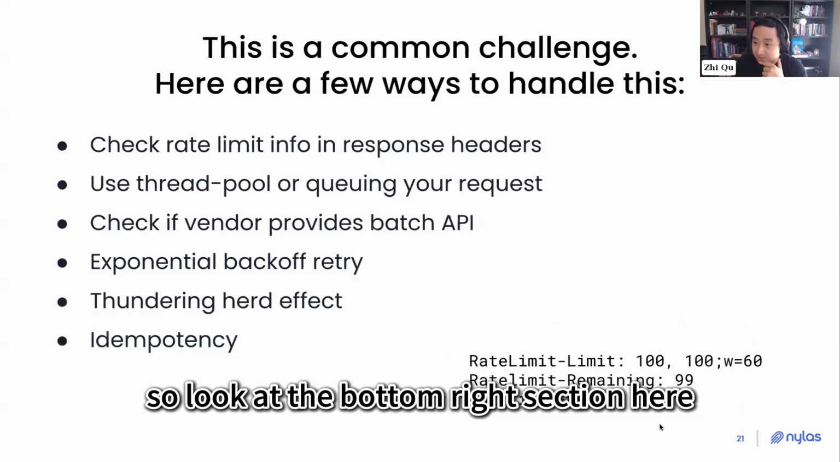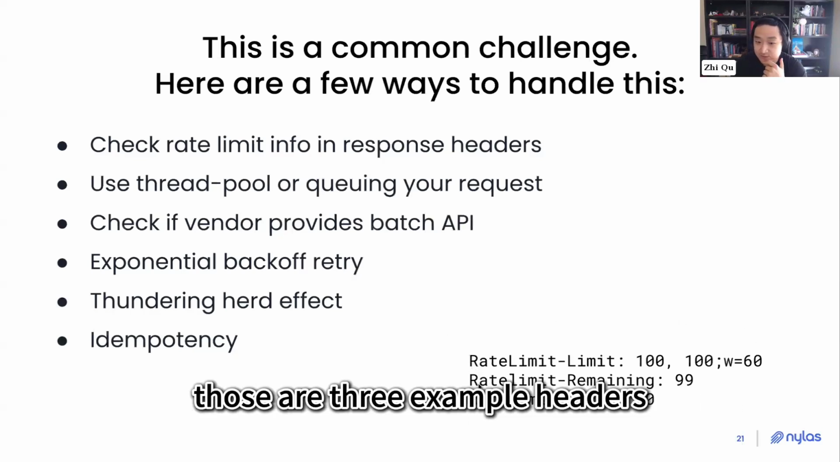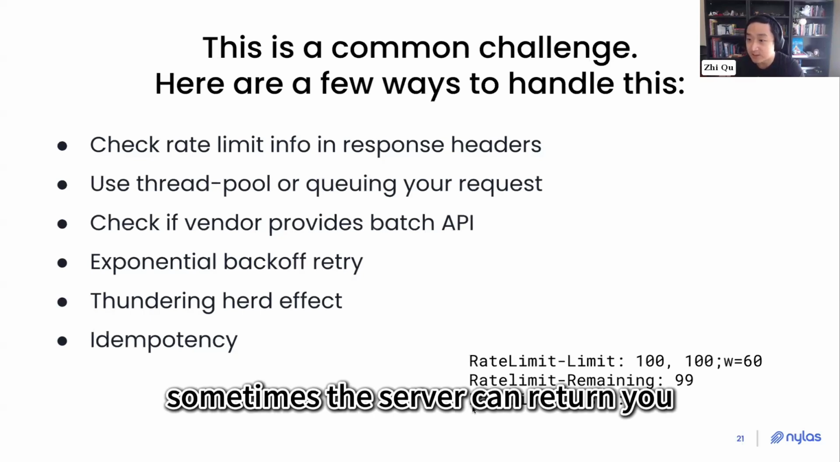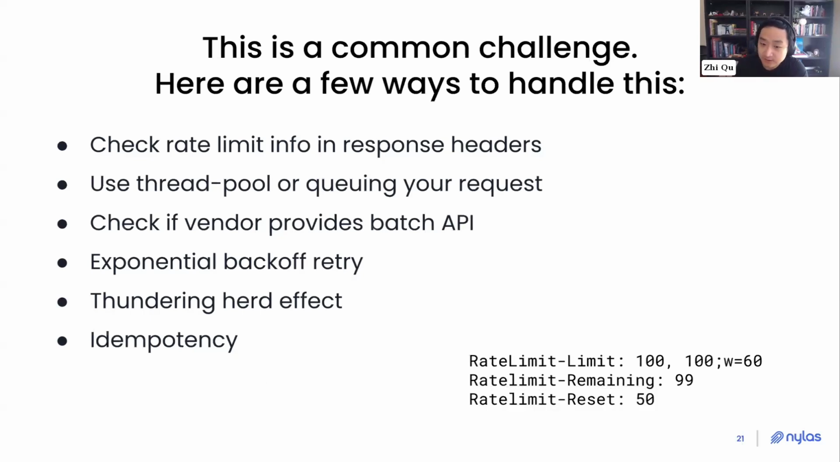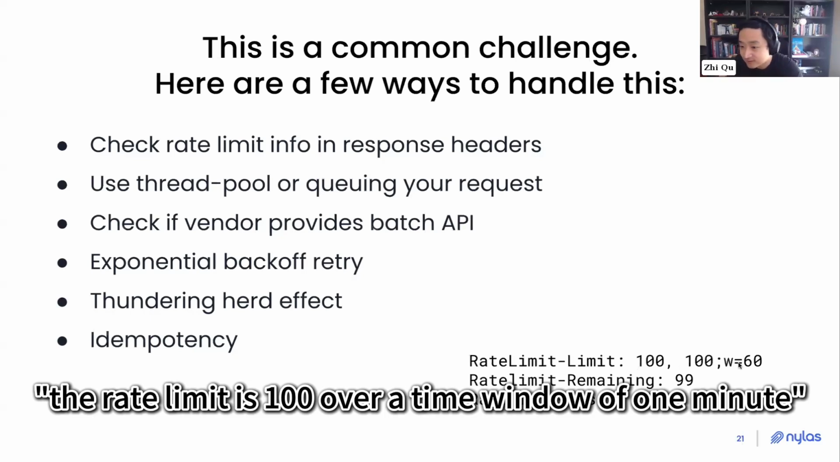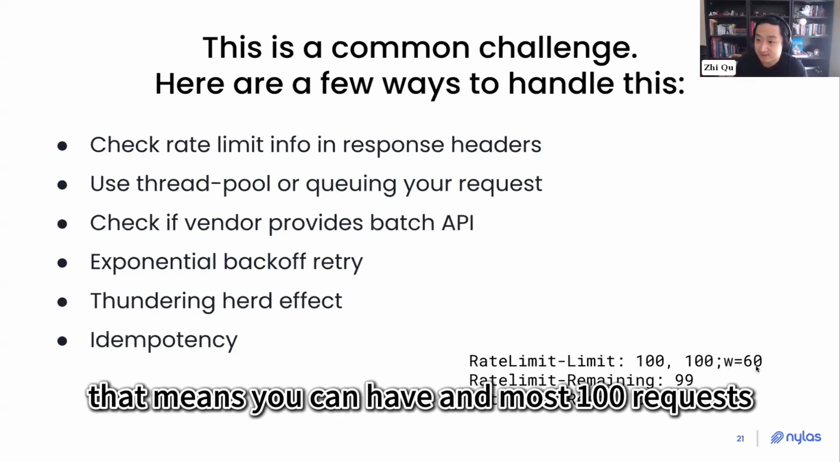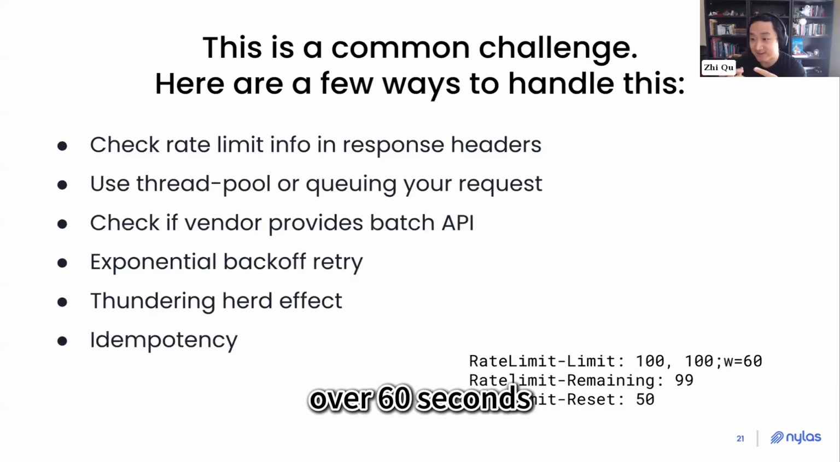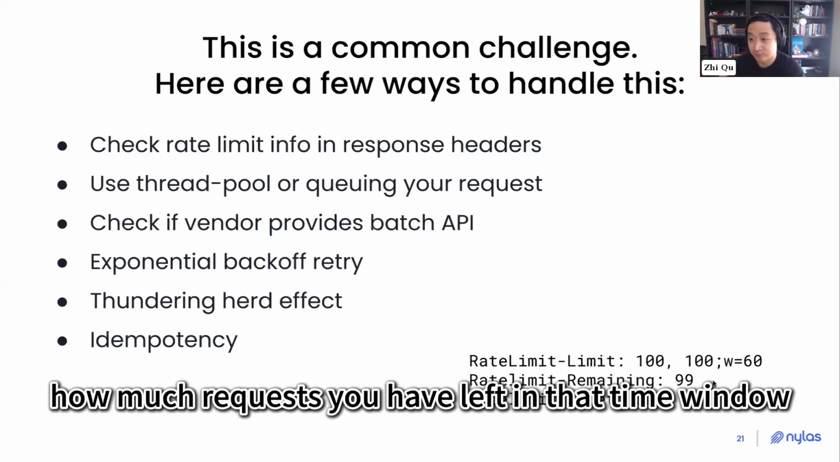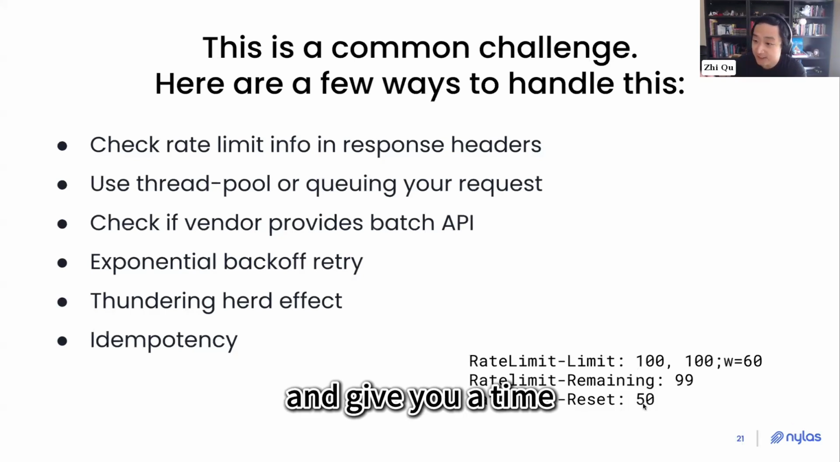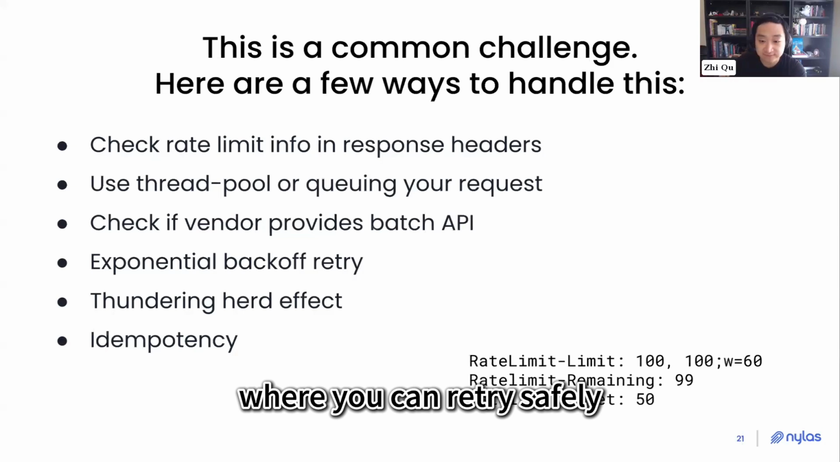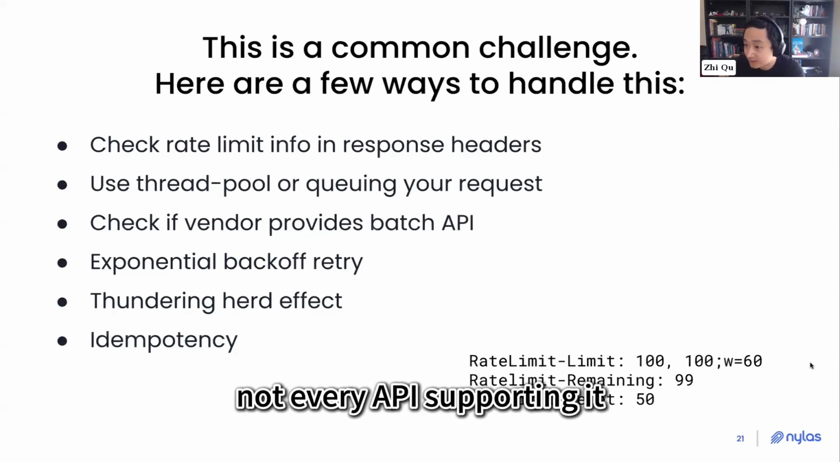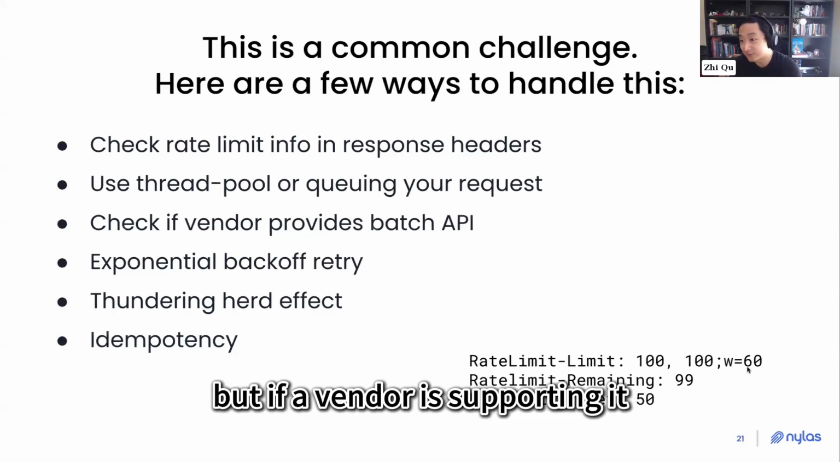So look at the bottom right section here. Those are three example headers the server will return to you. Sometimes the server will tell you the rate limit is 100 over a time window of 1 minute. That means you can have at most 100 requests over 60 seconds. And it tells you how many requests you have remaining in that time window and gives you a time when you can retry safely. Not every API supports it, but if a vendor is supporting it, it's a good API.